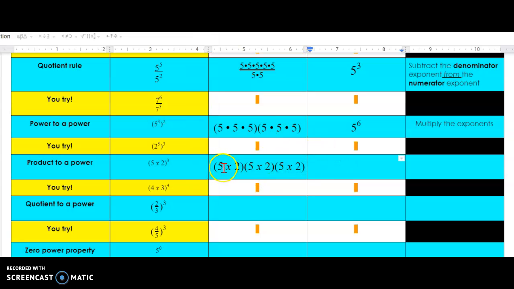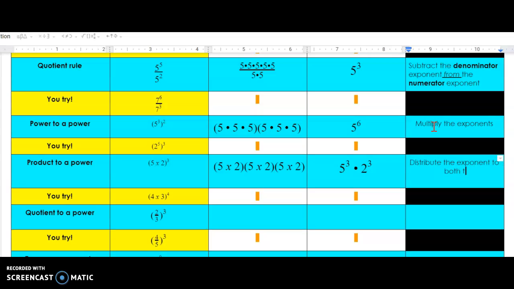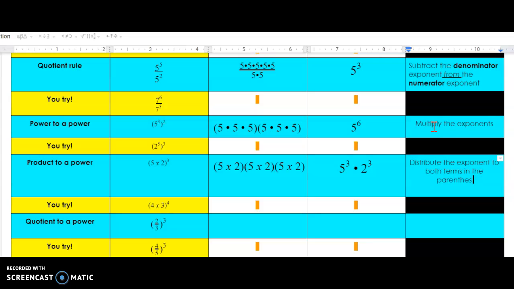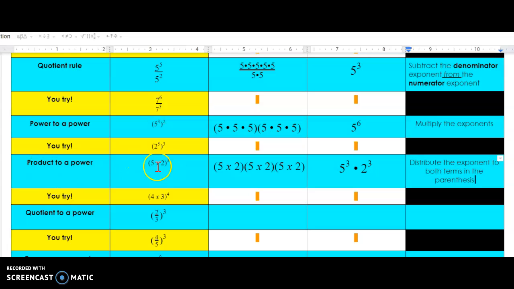Okay, so now we can look. We have 5, 5, 5. We have 3 5s, so that's going to be 5 to the third power times, and then we have 3 2s, so 2 to the third power. Okay, and so for this one, the rule is just going to be that we distribute the exponent to both terms in the parentheses. Okay, so that is our product. This is the product being raised to a power.